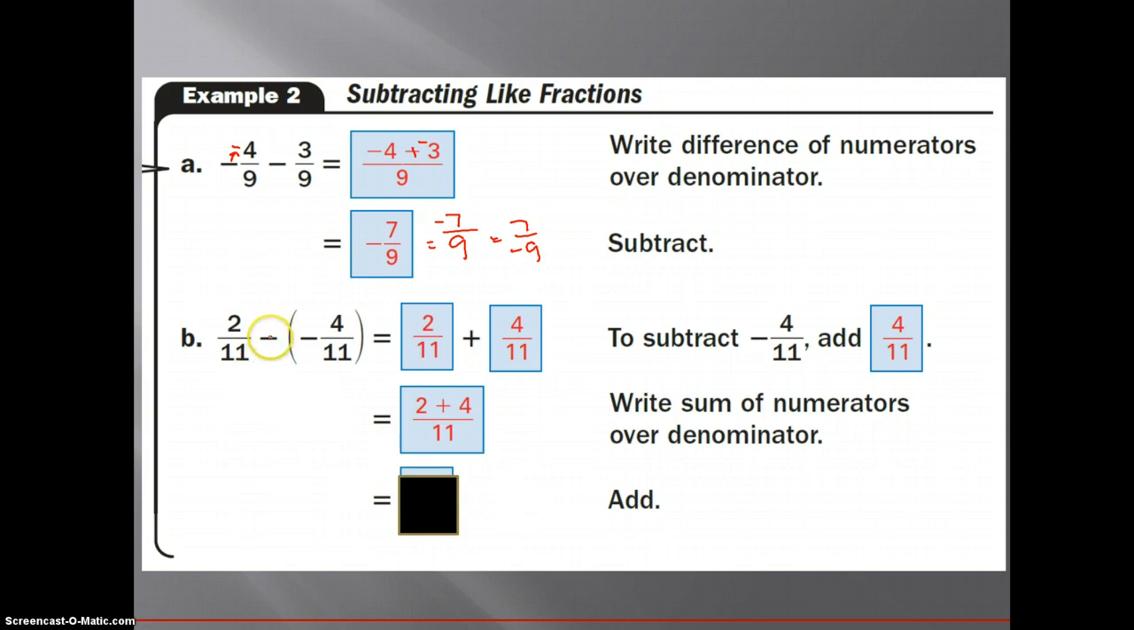For part B, I'm going to change subtracting a negative into adding a positive. So now we're just adding. 2 plus 4 is 6 over 11. Keep the same denominator.